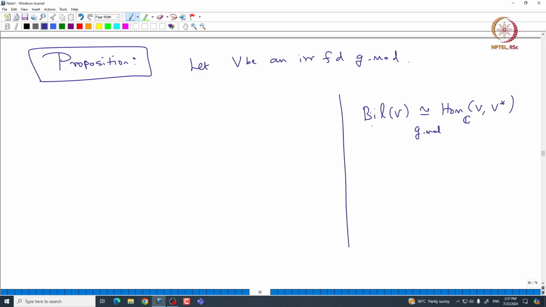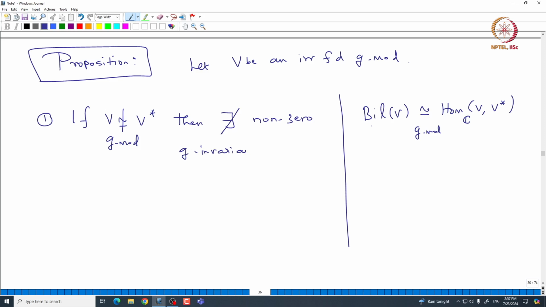Okay. So basically what we are saying is, if V is not isomorphic to V star, as a G module, then there is no non-zero G invariant bilinear form on V. Okay. So why?